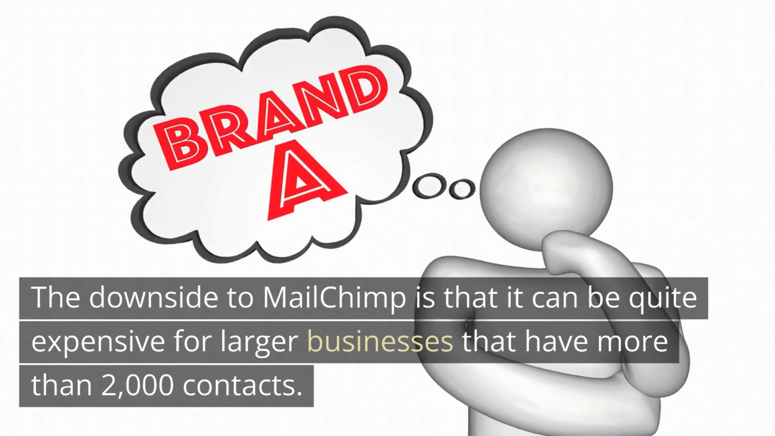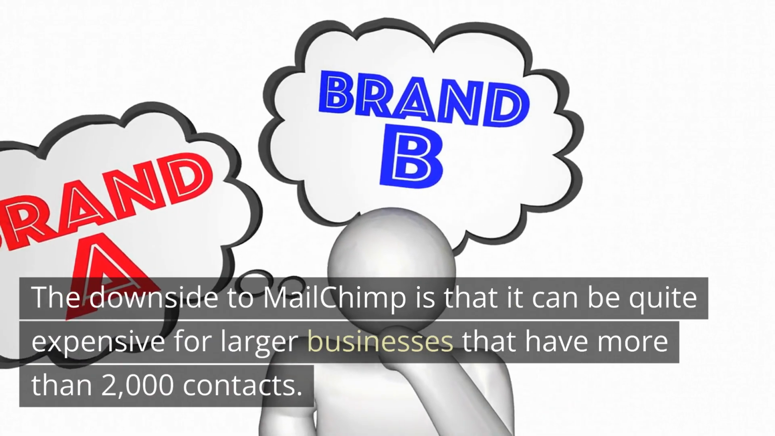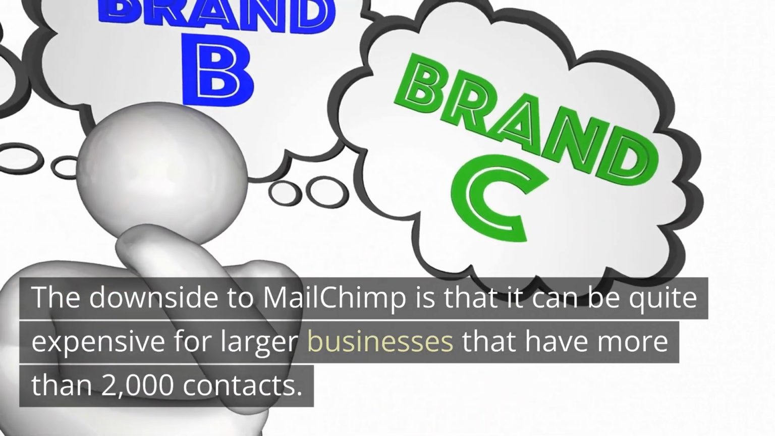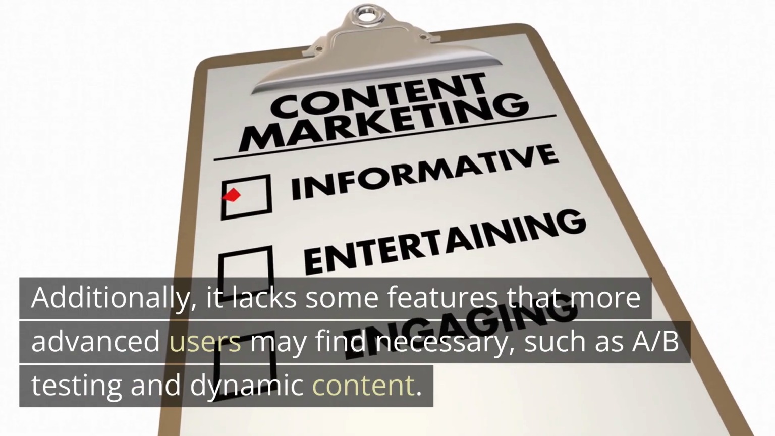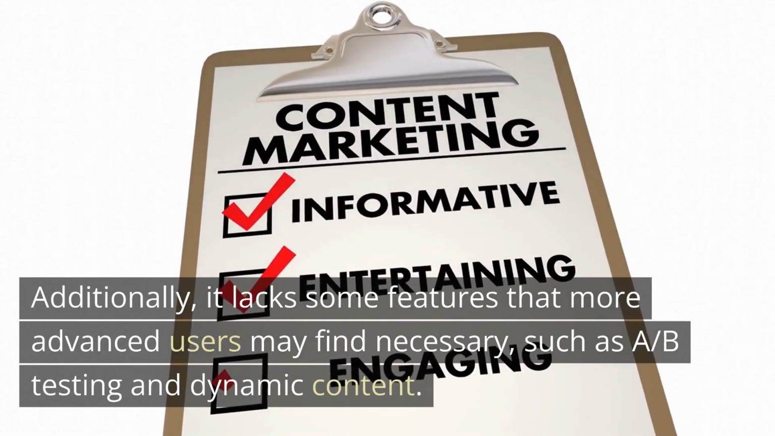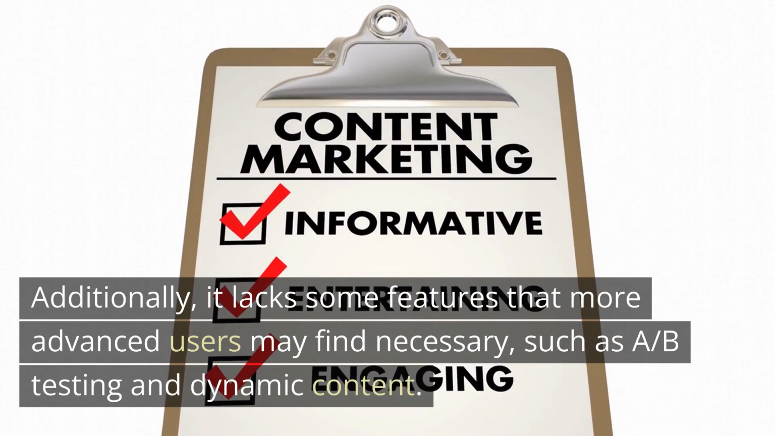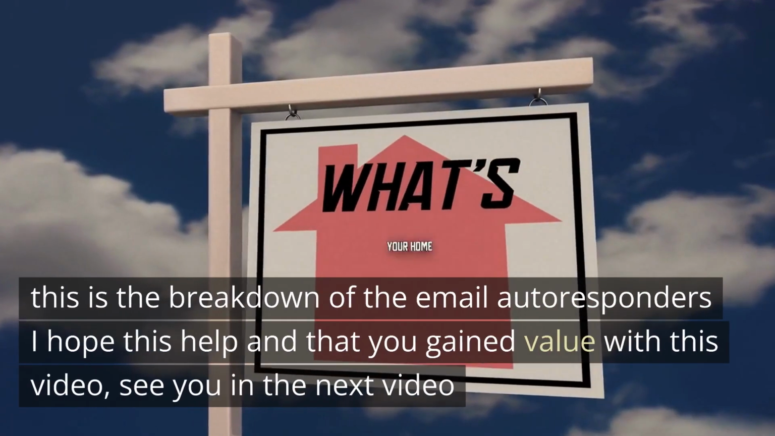The downside to MailChimp is that it can be quite expensive for larger businesses that have more than 2,000 contacts. Additionally, it lacks some features that more advanced users may find necessary, such as A/B testing and dynamic content. This is the breakdown of the email autoresponders.